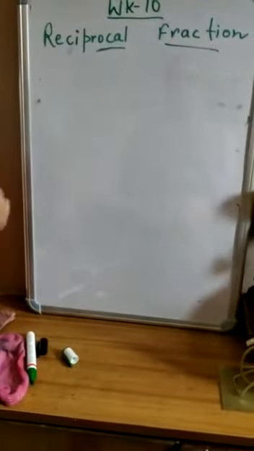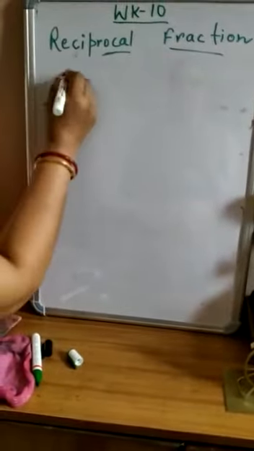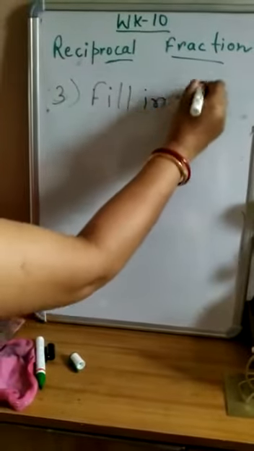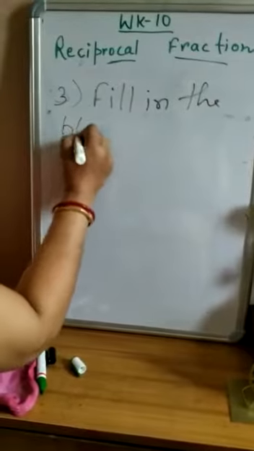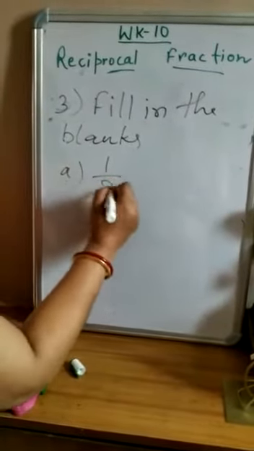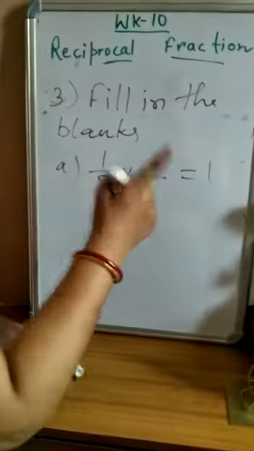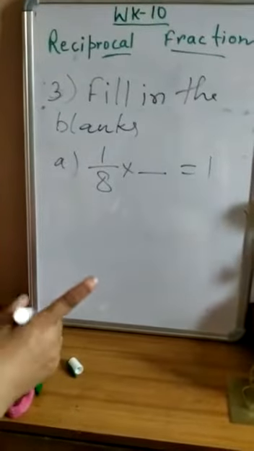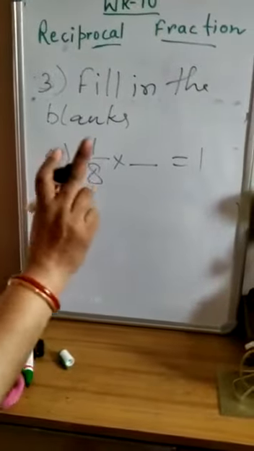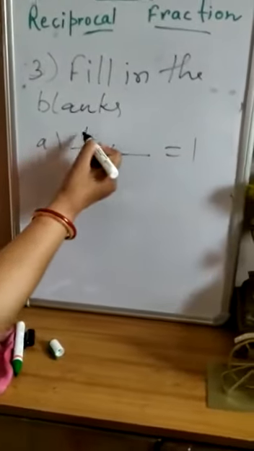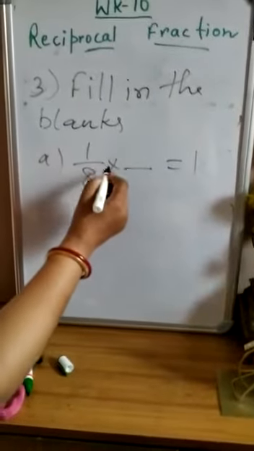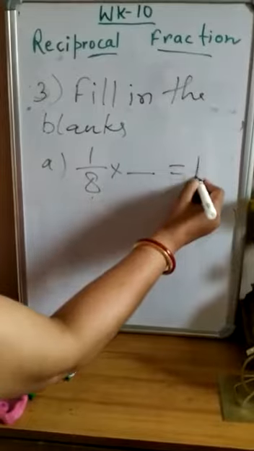Question number 3 is a fill in the blanks, children. You have to fill up the correct answer. Now A. 1 by 8 is multiplied by what? Equal to 1. I have told you that when we multiply the reciprocals, the product is 1. Here, what will I multiply with 1 by 8? So 1 by 8 is multiplied with what, to get the product 1?